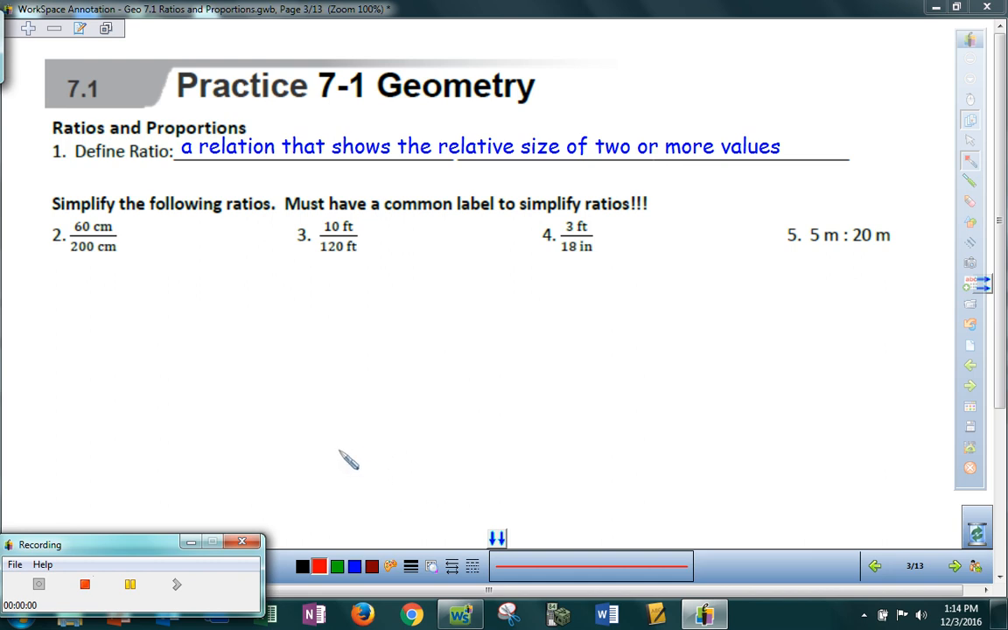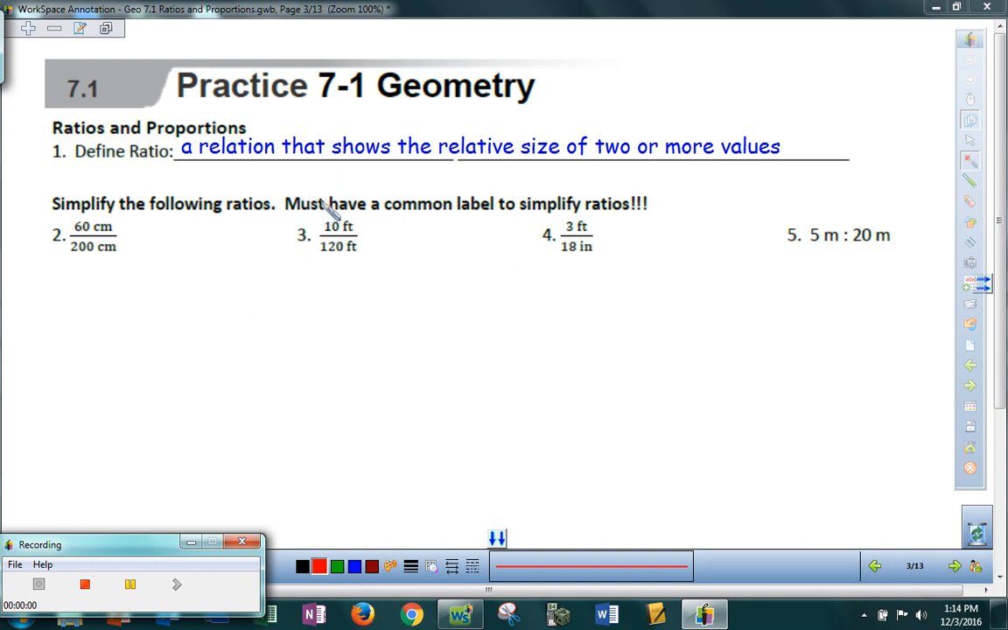This video will cover 7.1 in geometry over ratios and proportions. First, we're going to start out by defining what a ratio is, and that's just a way to show the relationship between relative sizes of two or more values.